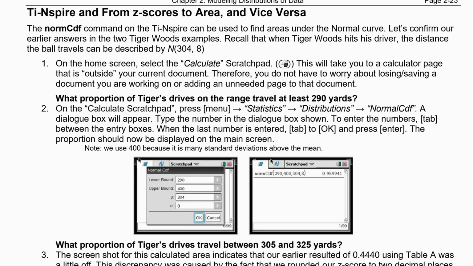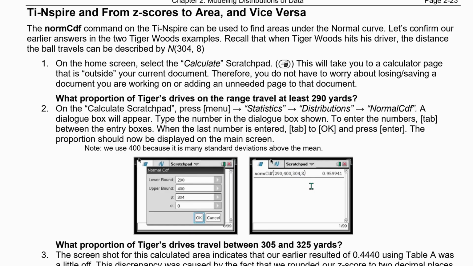It says, what proportion of Tiger's drives on the range are at least 290 yards? Remember that the distribution of yards of his shots were normally distributed with a mean of 304 and a standard deviation of 8.